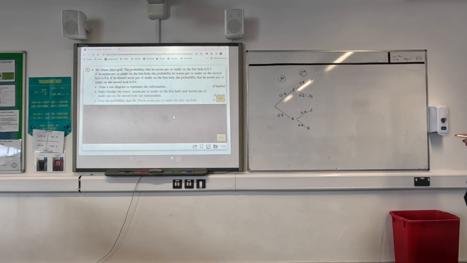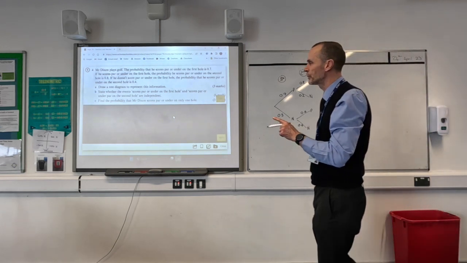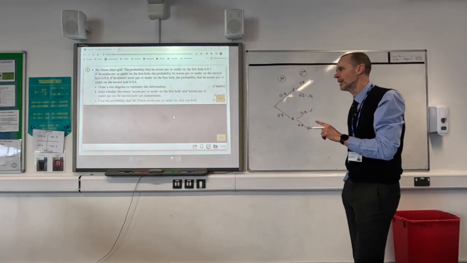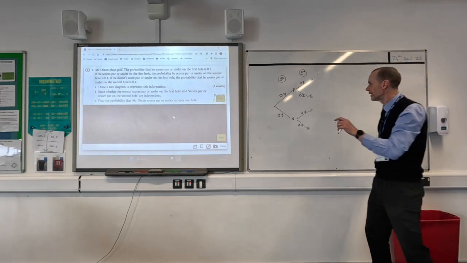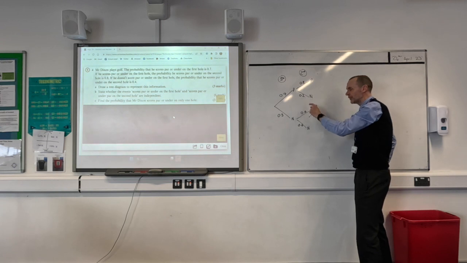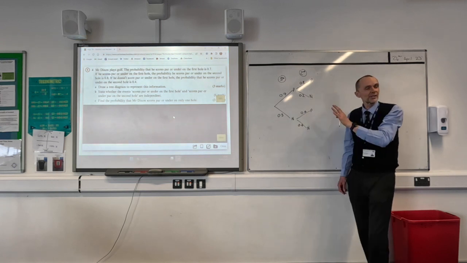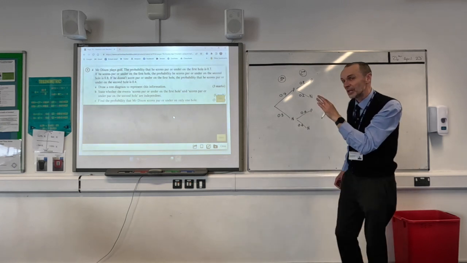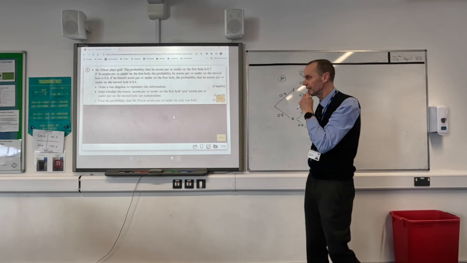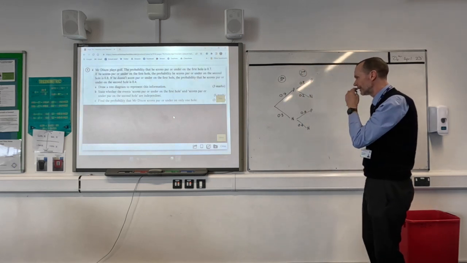There's a clue in part B that indicates you haven't actually got to do a calculation. I mean, we can do the calculation, but it says state. State whether the events scores par on the first hole and scores par on the second hole are independent. Well, clearly they're not, because these probabilities are different to these probabilities. So what happens with the first hole does affect it. That's a sort of common sense answer. And we can prove it.